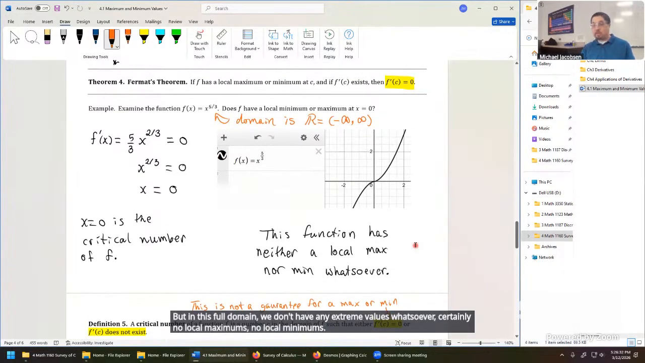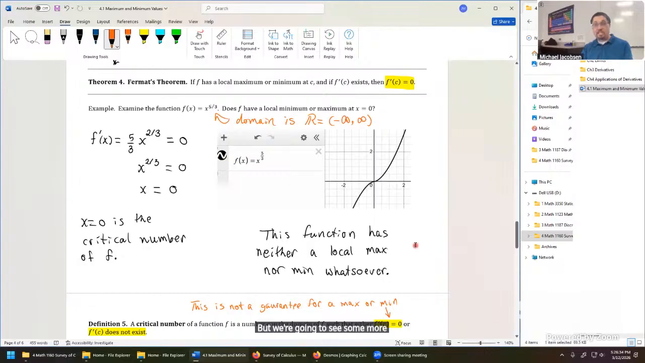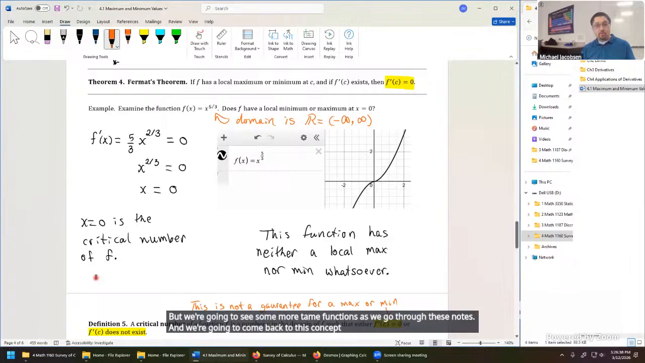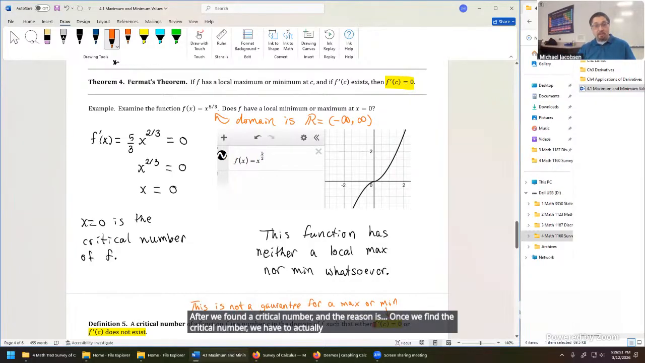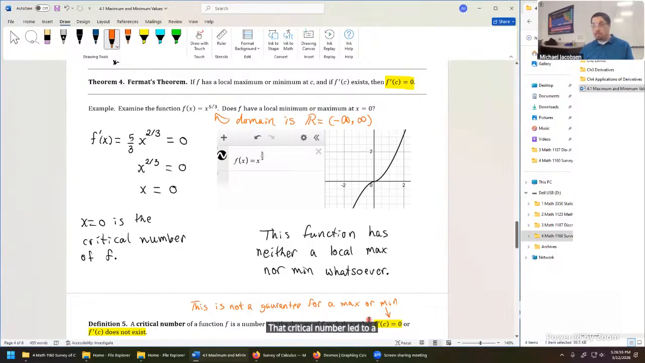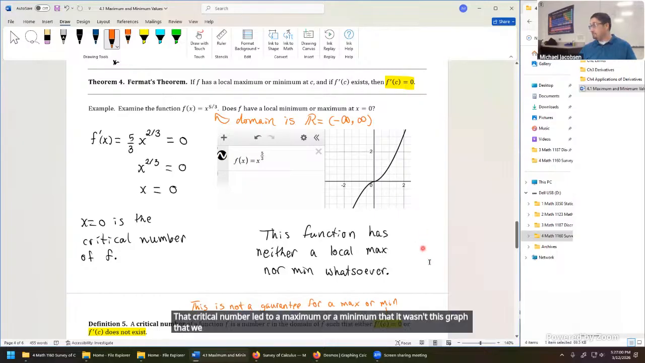But we're going to see some more tame functions as we go through these notes. And we're going to come back to this concept as well. We'll use this as a way to think about why we have to run through a first derivative test after we found a critical number. And the reason is, once we find the critical number, we have to go the extra mile and show that critical number led to a maximum or a minimum, that it wasn't this graph that we see right here.